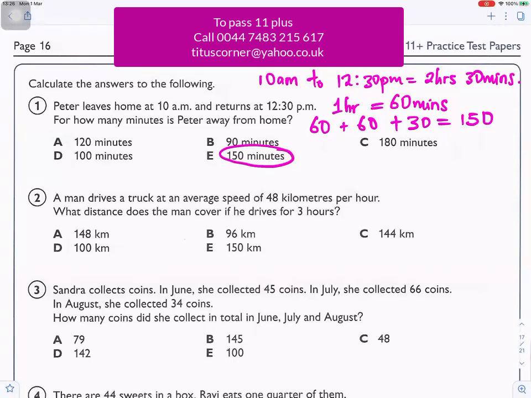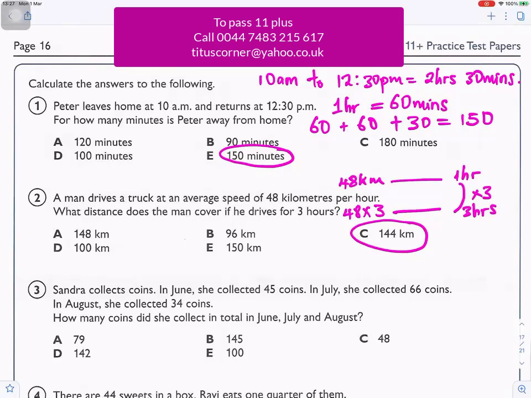Question number 2. A man drives a truck at an average speed of 48 kilometers per hour. What distance does the man cover if he drives for 3 hours? 48 kilometers for every hour. So 48 kilometers is for 1 hour. So we want to get to 3 hours. What do we do to get from 1 to 3? We times 3. So for 3 hours, we will do 48 times 3. And that will give you 144.